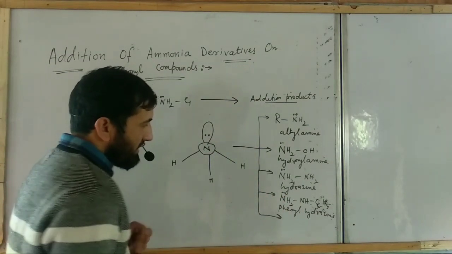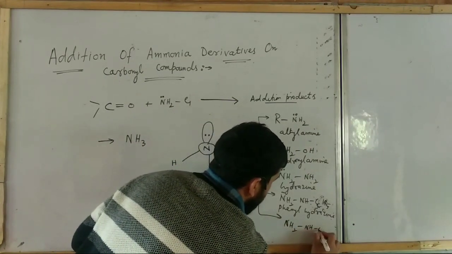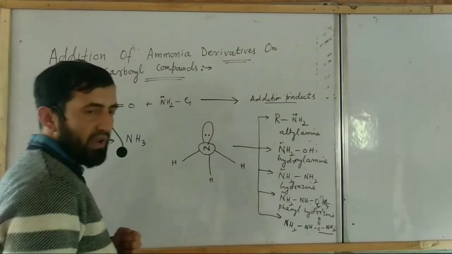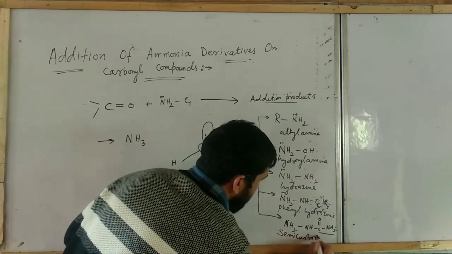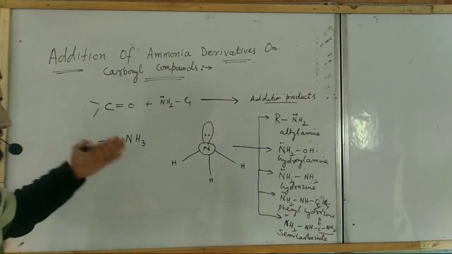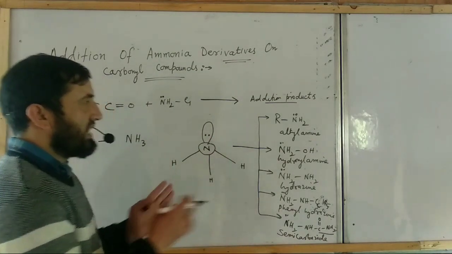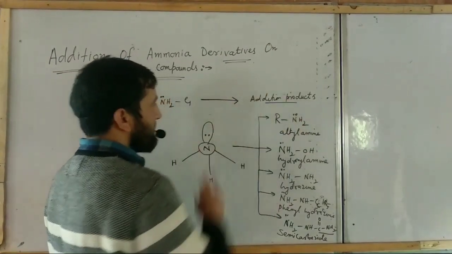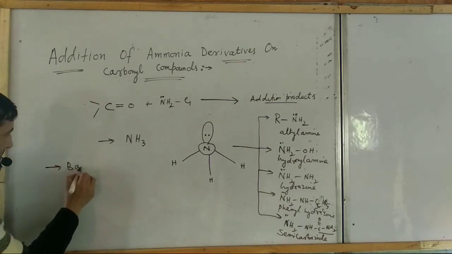ऐसे ही एक और derivative है, that is known as semicarbazide. That is NH2 NH C double bond O NH2. So this semicarbazide contains amide group, that is C double bond O NH2 group. So this is our semicarbazide. This semicarbazide, it also contains lone pair of electron on nitrogen atom. So these ammonia and its derivatives, all these contain the lone pair of electron on nitrogen. So due to presence of this lone pair of electron on nitrogen, ammonia and its derivatives, they act as nucleophiles or bases.